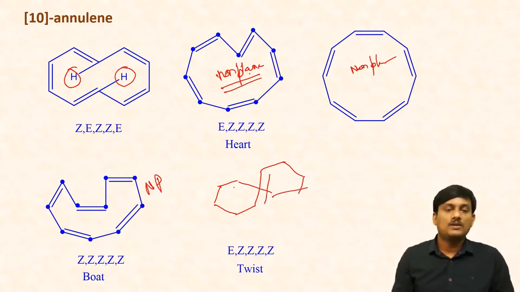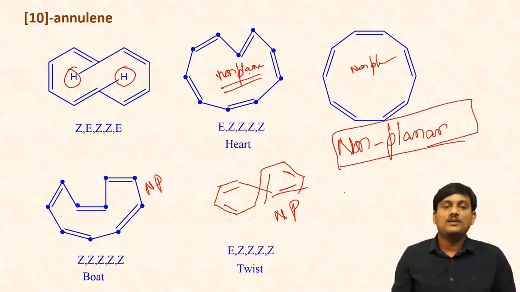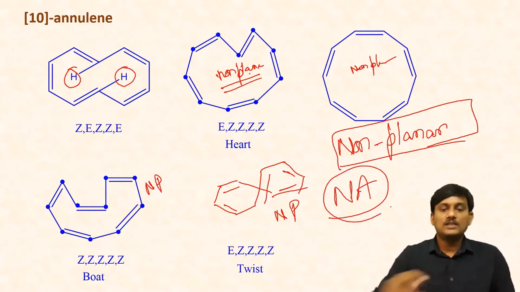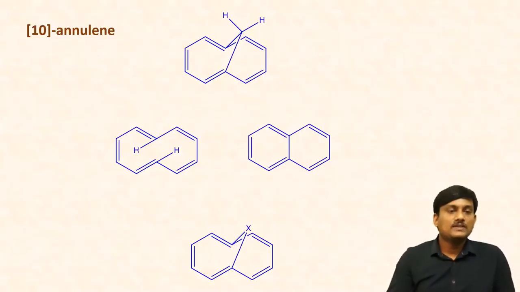And this is the double bond. Double bond, single bond, double bond: this one is a double bond and this one is a double bond. So the twist form is also non-planar. All these structures of 10-annulene are non-planar. When the cyclic molecule is non-planar, the compound is non-aromatic. So 10-annulene is non-aromatic.